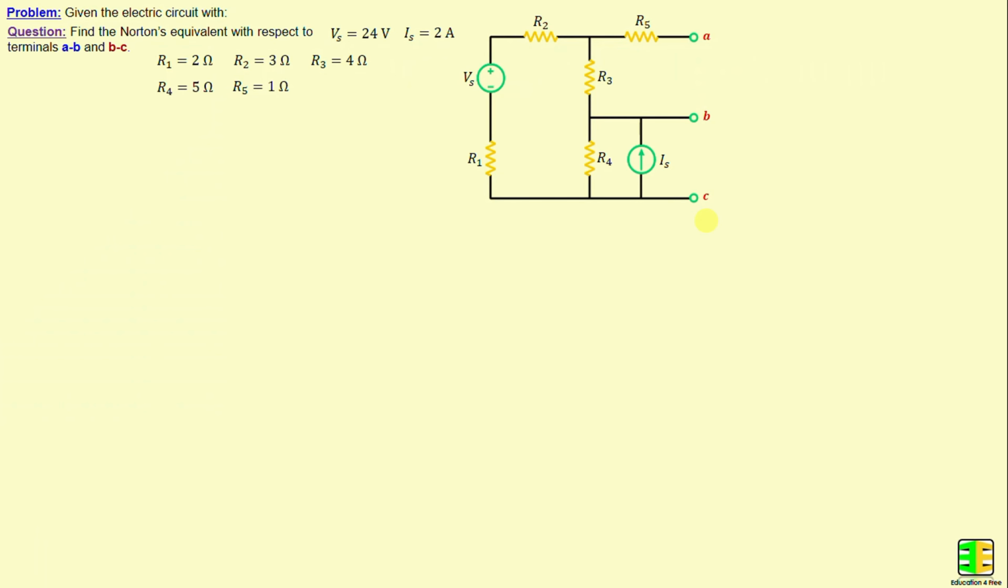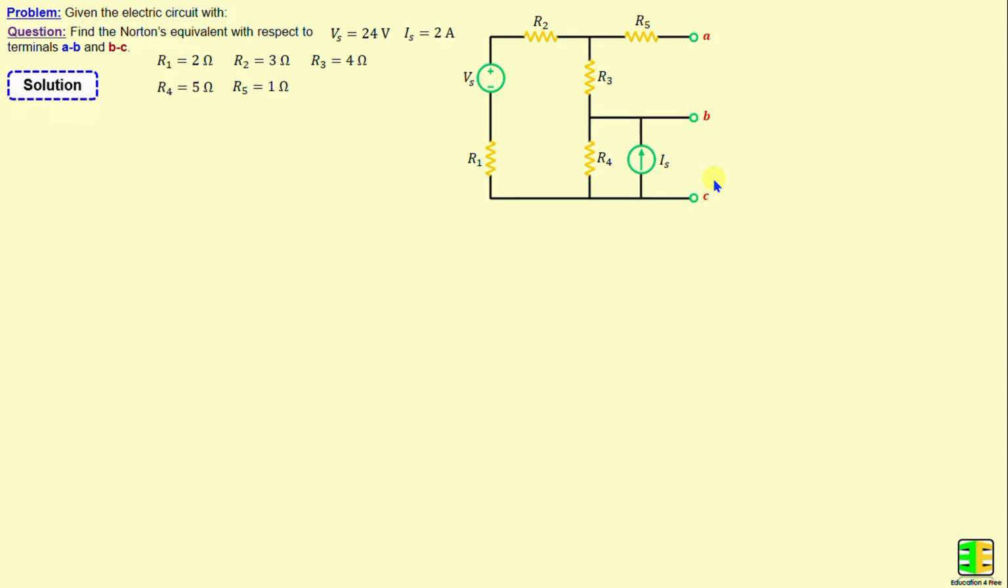Let's consider this network consisting of 5 resistors labeled R1 through R5, as well as one independent voltage source Vs and one independent current source Is. The question now is to find the Norton's equivalent with respect to terminals A and B and terminals B and C. Let's move on to the solution.